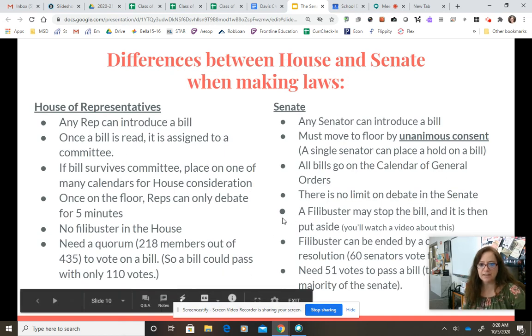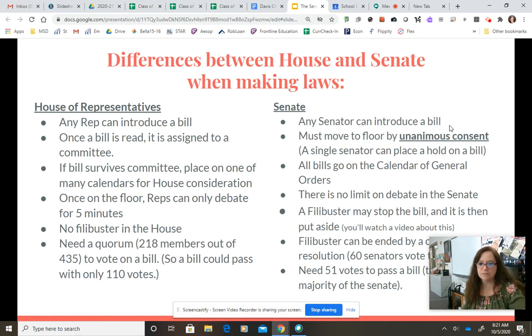I know there's a lot on here. I'm going to just read the differences here, or the similarities, and this will be once again something that I can answer questions on at the end of the class today. So House and Senate, any representative can introduce a bill just as any senator can. So if there's something important that they believe that their constituents need, they can introduce a bill.